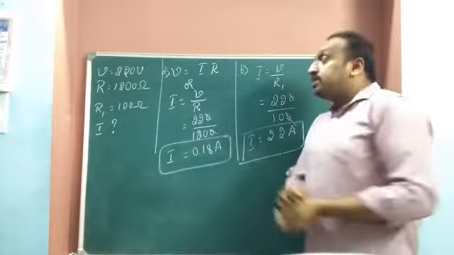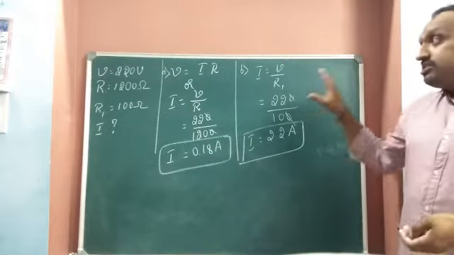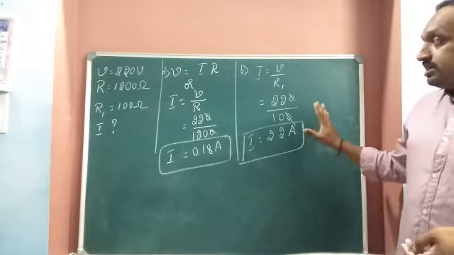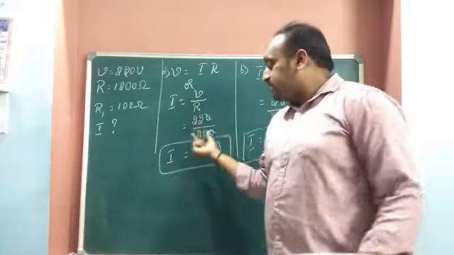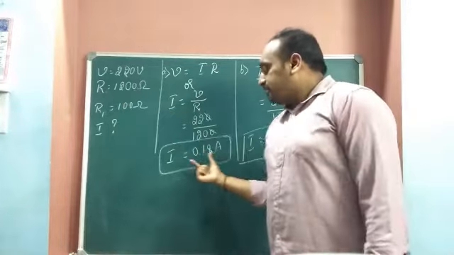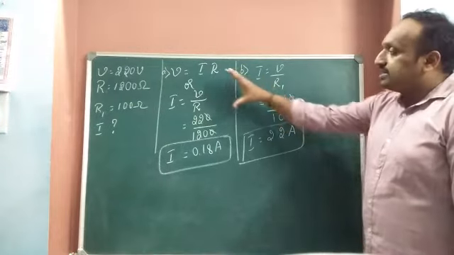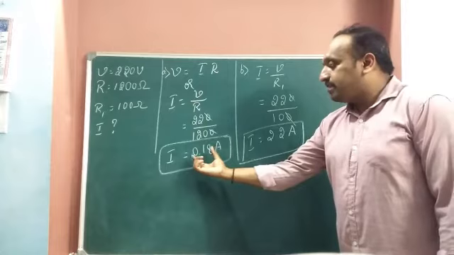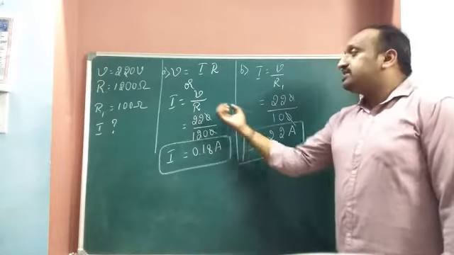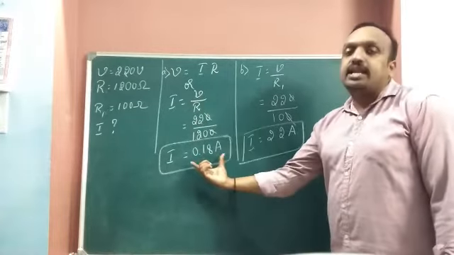See here, observe those two numericals. It is very clear that if the resistance value is increasing, the current flowing in the circuit will decrease. Resistance less, current will be more. If the resistance is more, current will be less.